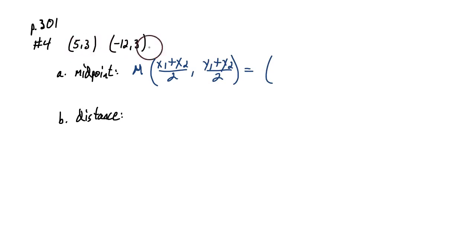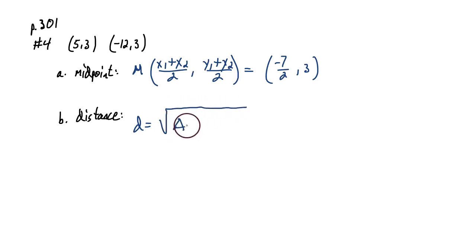5 plus -12 is -7, and divide by 2. That's -7/2. Now the y values. 3 plus 3 is 6, divided by 2, you're back to a 3. There's the midpoint. Now we're going to get the distance using the distance formula. So it's a square root, and then you're finding the change in x and squaring it, and you're finding the change in y and squaring it.